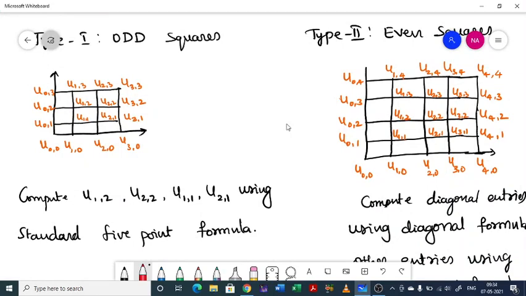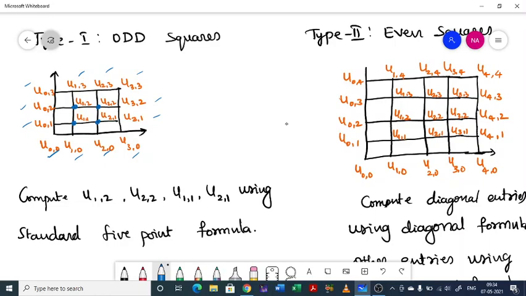Now suppose you are given odd numbered squares, this is the case, 9 squares. Generally these boundary points will be given in the statement. All these boundary values will be given, and you must be able to determine these 4 values. These are the 4 values you have to determine to complete the solution. For determining these values you have to use the standard 5-point formula.